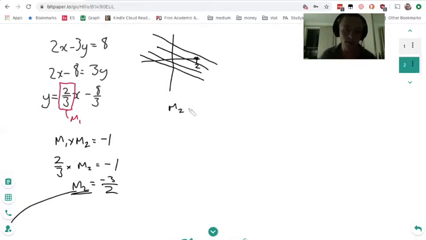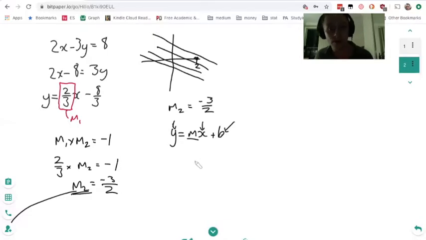So I know m2 is equal to -3 on 2. All I'm going to do is say y equals mx plus b. I'm going to substitute in my m, substitute in my y, and substitute in my x. I'll find the b, and that's all I need to know the equation of this line.